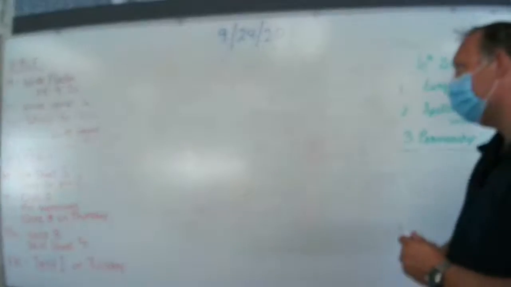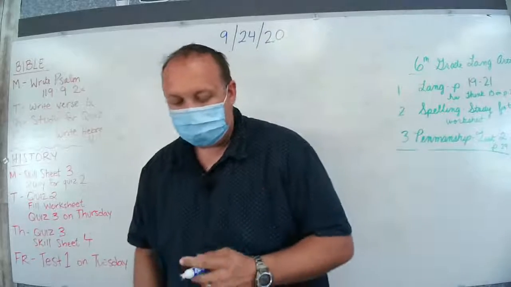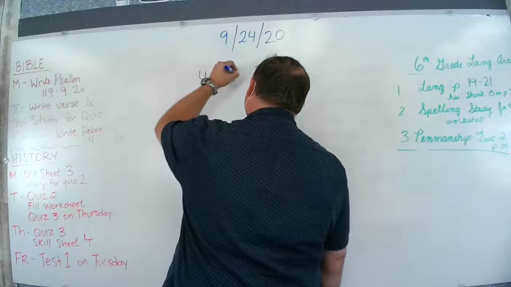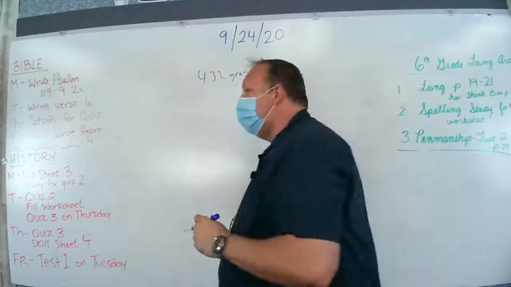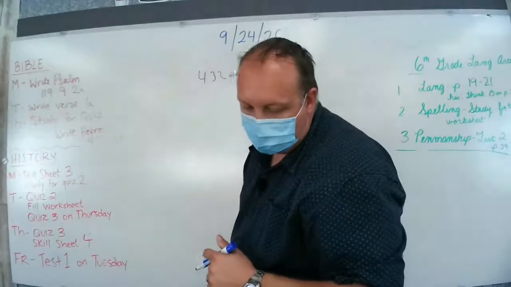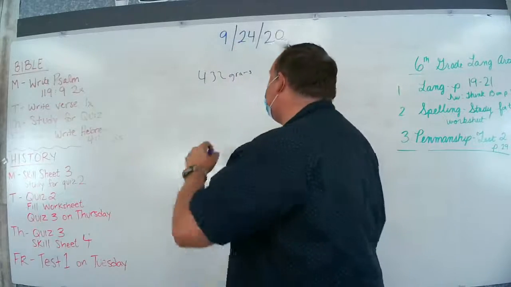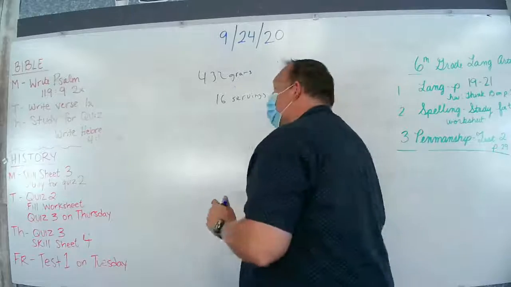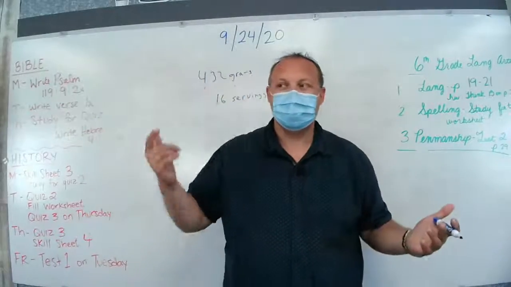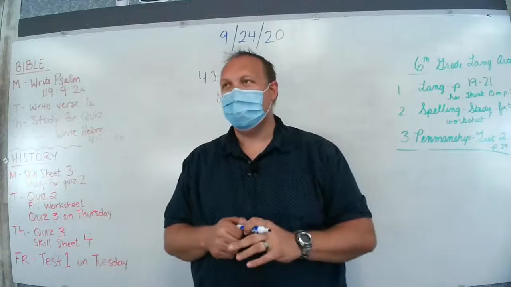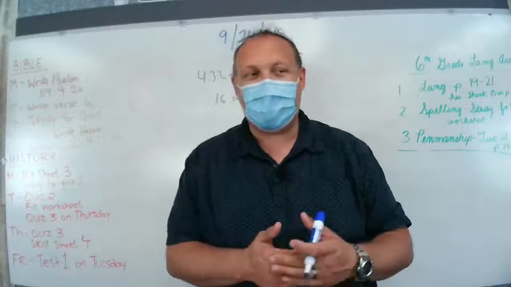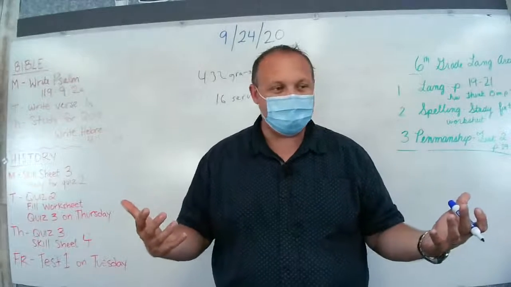Yes. No, we do not multiply. So the box has 432 grams, right? Each serving, there are 16 servings. So it's asking us, what is it asking us? Division. It's asking us division? You're correct. We need to do division, but it's asking us how big is a serving, right?